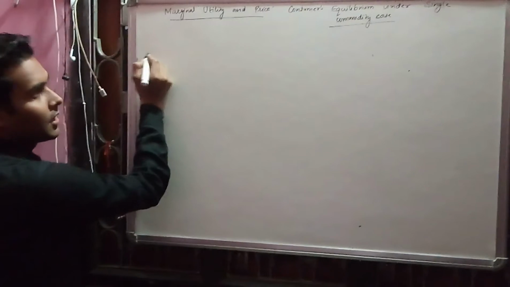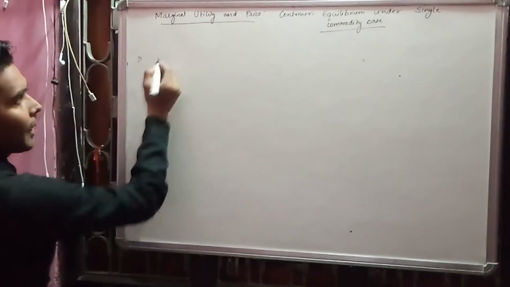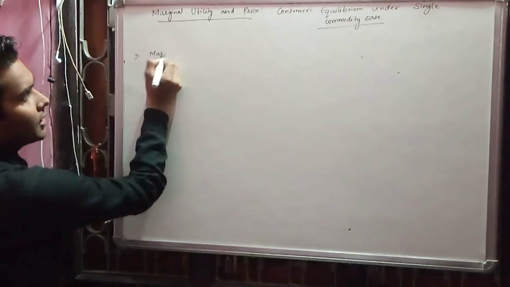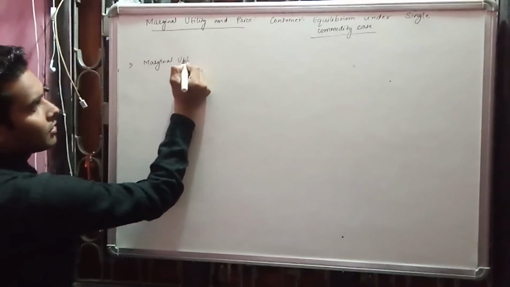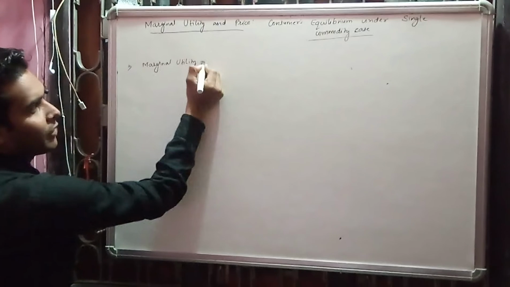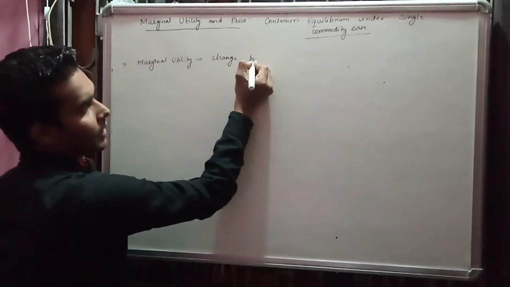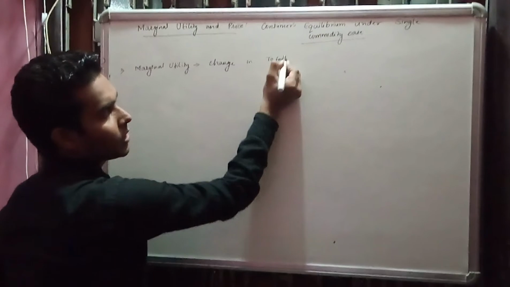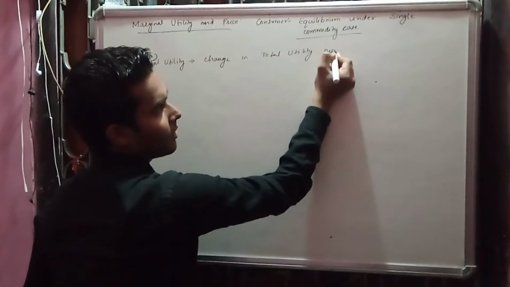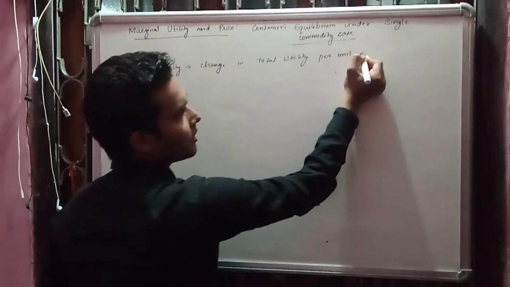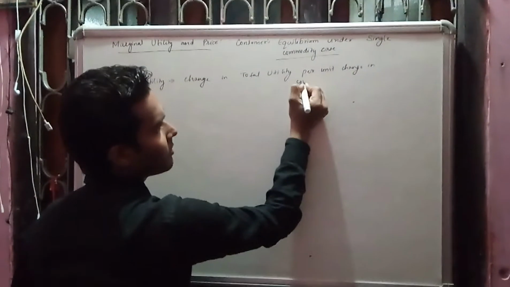So first let us understand the meaning of marginal utility. Marginal utility can be defined as change in total utility per unit change in consumption.